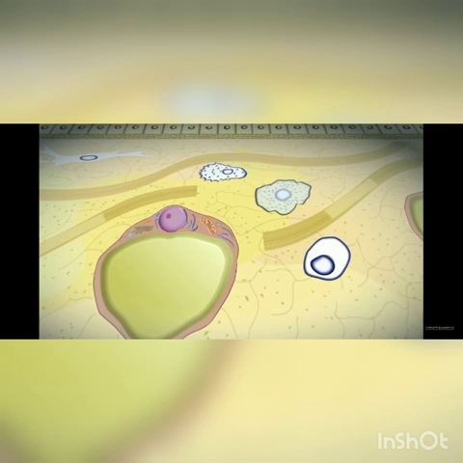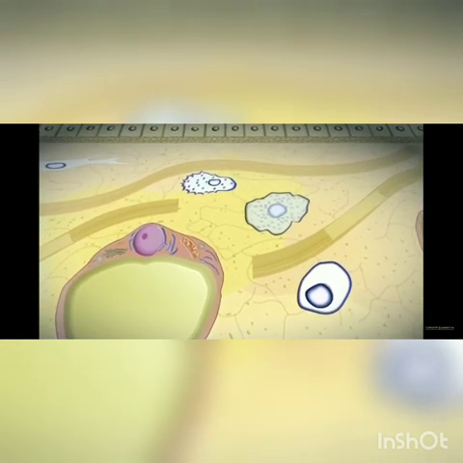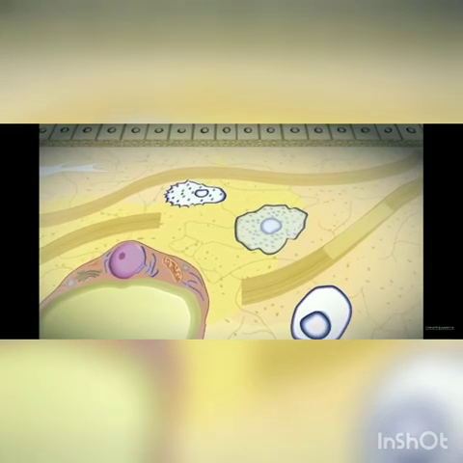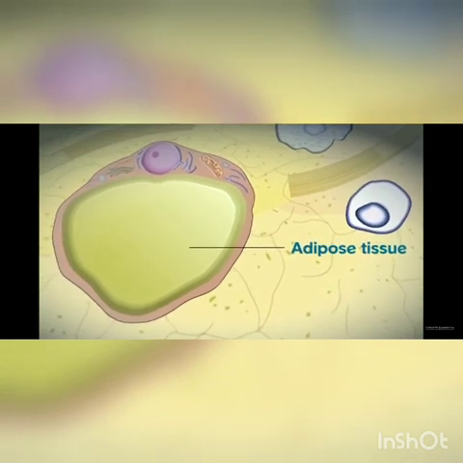Then we have adipose tissue. Adipose cells store fat. Inside the cell you are able to see a large yellow space, that is adipose tissue.